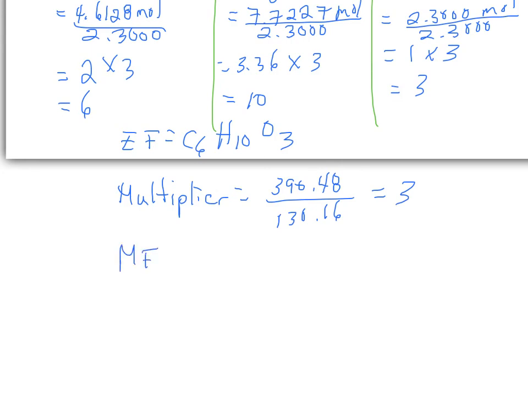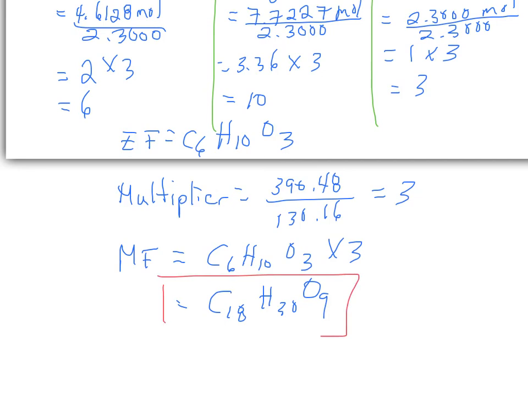For step 7, I take my empirical formula and times it by my multiplier. That gives me a molecular formula of C18H30O9, and I have now identified the unknown molecular compound.